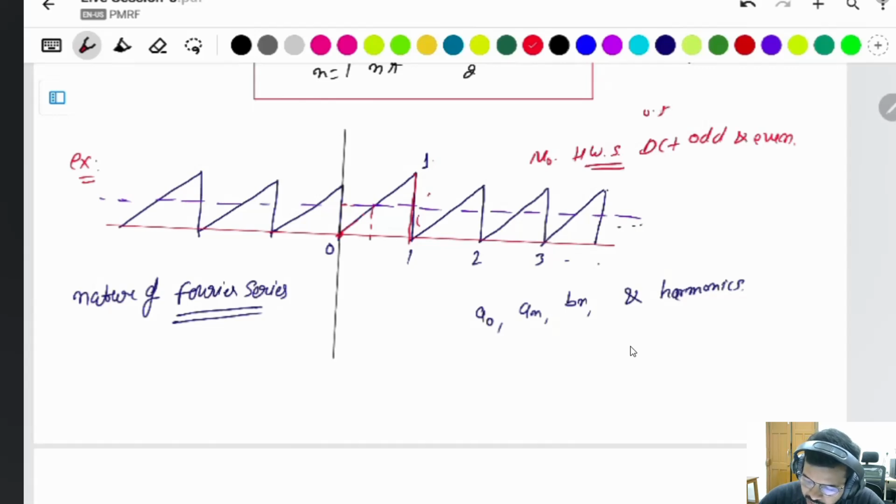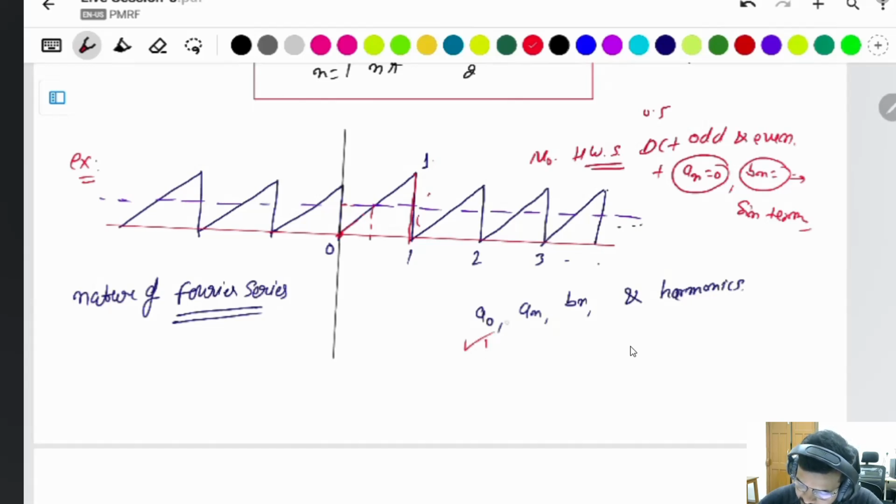DC value, odd and even harmonics. An is equal to 0 because the signal is an even signal. Bn is present, it means a sinusoidal term, sine term only. You can see this is present, this is present, this is 0, this is present. Harmonics are odd and even both.